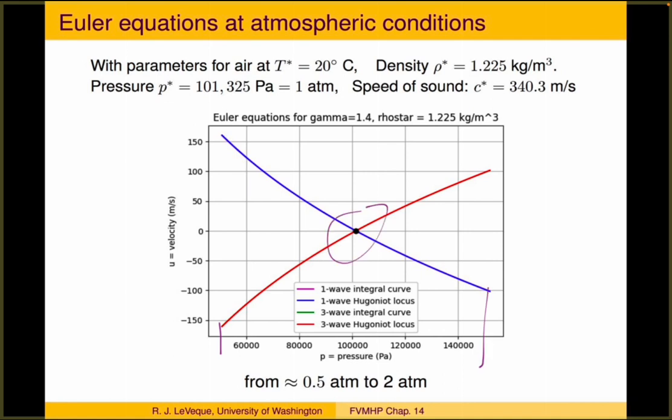The dot is at 1 atmosphere. And one thing you notice is that the integral curves and Hugoniot loci lie right on top of each other in this plot. They're really very similar when we look at this scale of things. And also they're looking fairly linear.